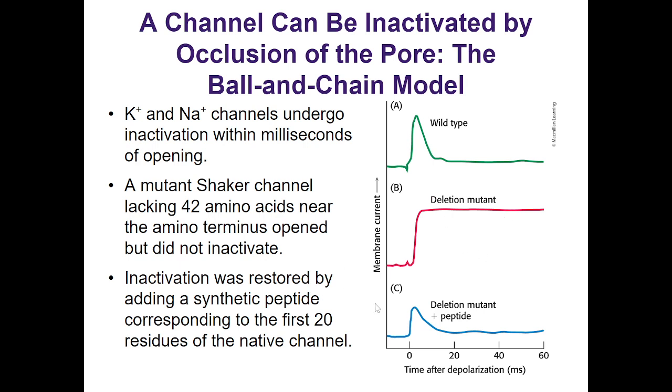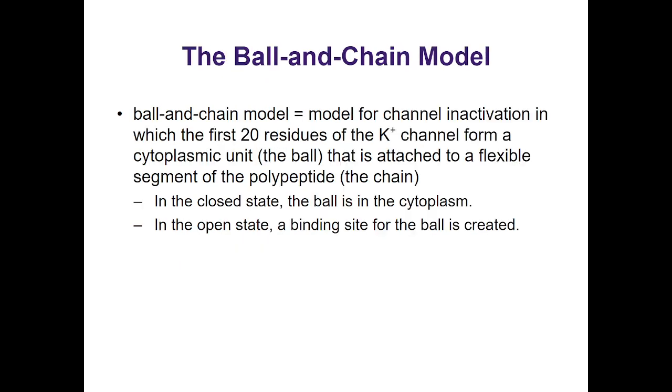If you take that inactivation, we restore it by adding a synthetic peptide corresponding to the first 20 residues of your native channel. We can actually kind of get it to approximate what it looked like before, right? And it's pretty close. At least it has the same sort of activity, right? And so it's actually that first 20 residues of your native channel that's causing that open close. So this is your ball and chain model. Ball and chain model is the model for the channel inactivation, in which the first 20 residues of your potassium channel form a cytoplasmic unit.